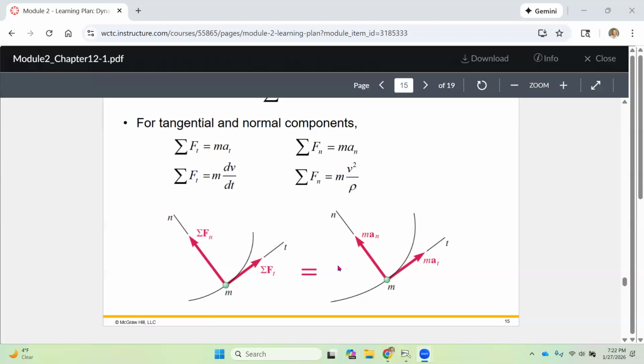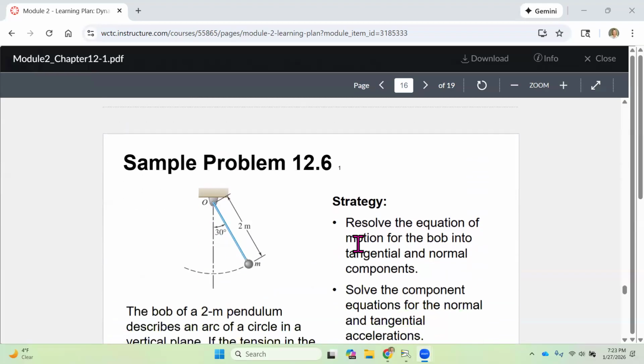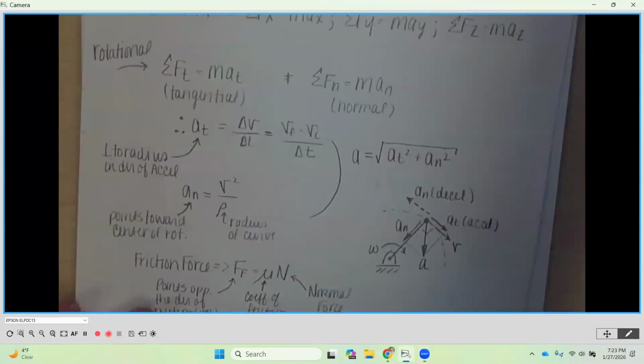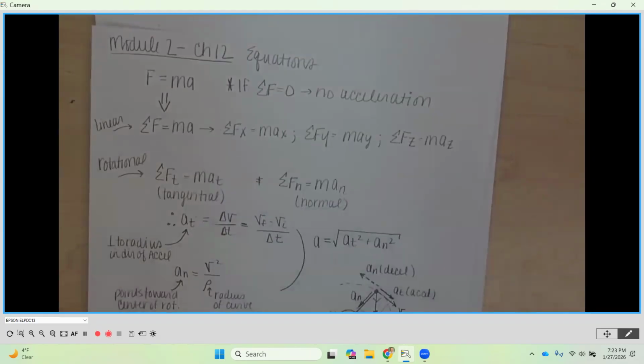Now, to calculate the values for the tangential and the normal components, it's going to be those same equations that we looked at earlier at the end of chapter 12. Before we go into sample problem 12.6, let's take a peek at what you might be adding to your equation sheet for what we've been looking at here in chapter 12.